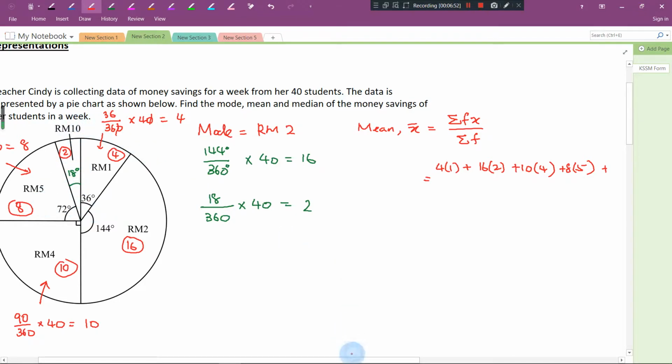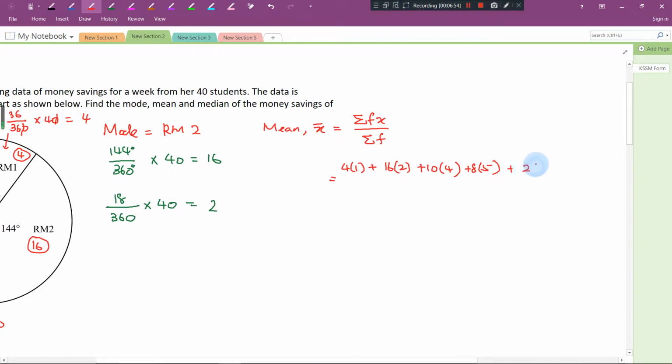2 times 10. Okay, 2 times 10. So this is frequency data, frequency data, frequency data, and so on. So the total number of frequency will be 4 plus 16 plus 10 plus 8 plus 2. Actually, you don't have to write like this. You just can copy the 40 over here because this is the total frequency.